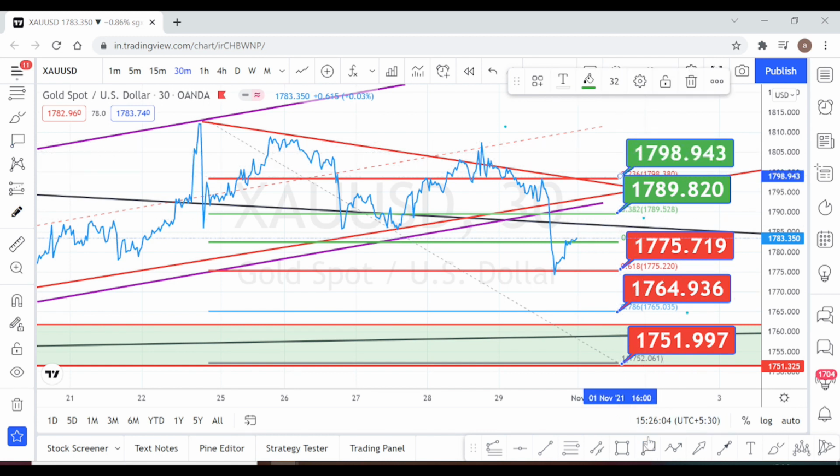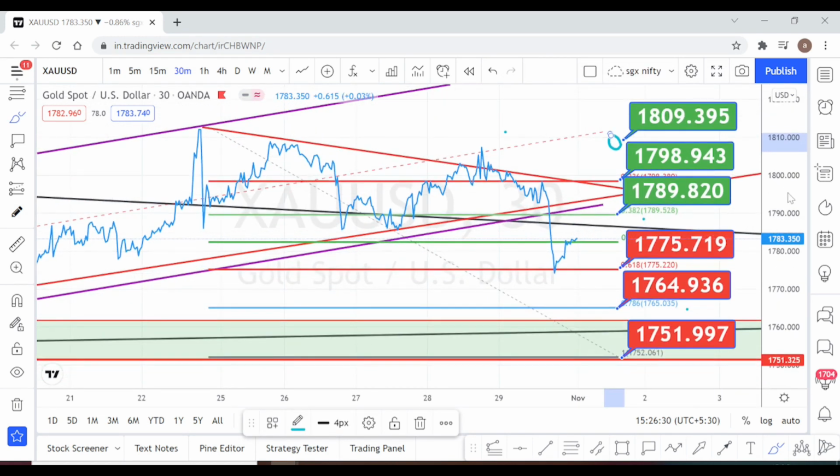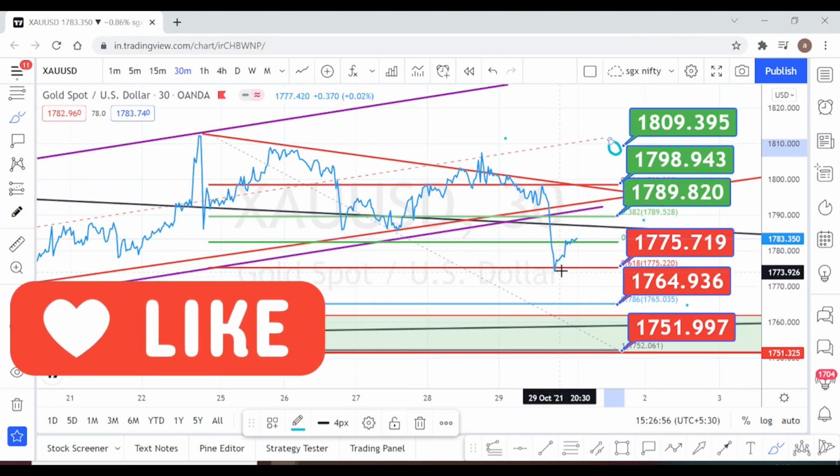If it still moves further on the top, this is going to be the next level on the top. So these are all going to be the ranges for Monday. Presently the upside movement is restricted. Let us wait and see how price action goes on Monday.